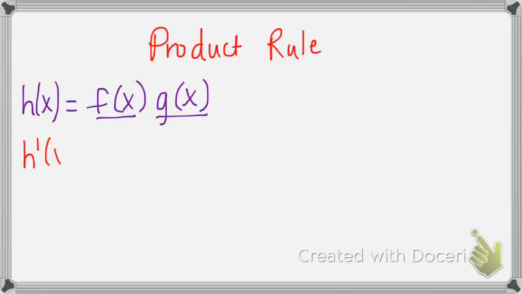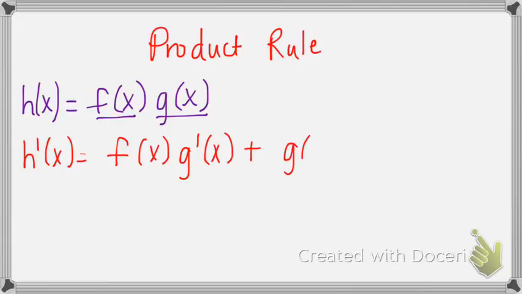So if I want to find the derivative, I'm going to write out the rule first. And then I'm going to show you another way that I remember it. Basically, this is saying take f of x, find the derivative of g, multiply it, and then add it to g multiplied by the derivative of f.